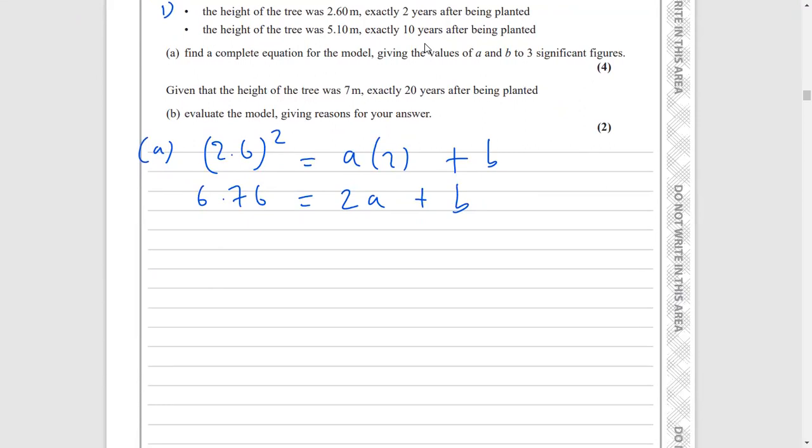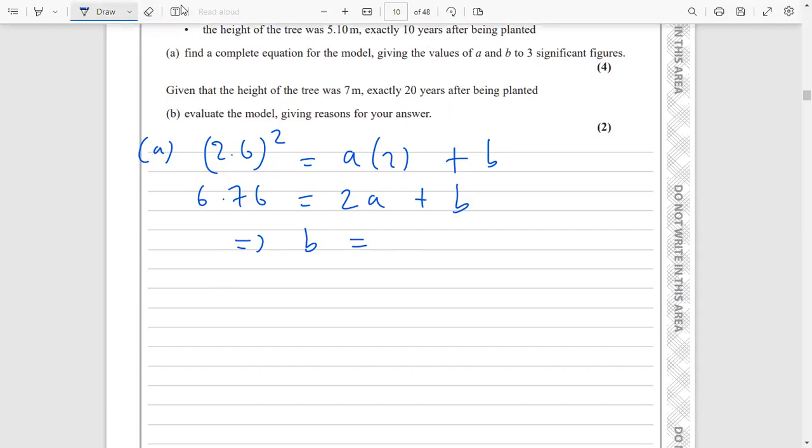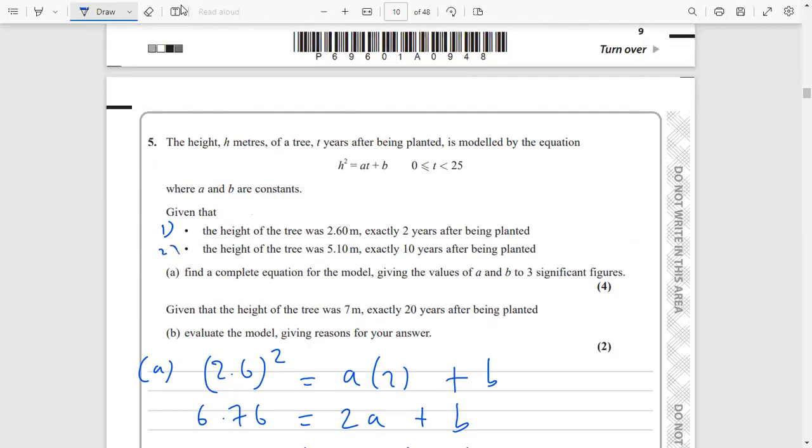In fact, what I'm going to do with this is probably just make b the subject of the formula here. So b is equal to 6 point... Sorry, let me rub this out here. I've made a mistake. So b equals 6.76 take away 2a. Okay, so that's the first equation we get. Now let's look at equation number 2 from this second piece of information.